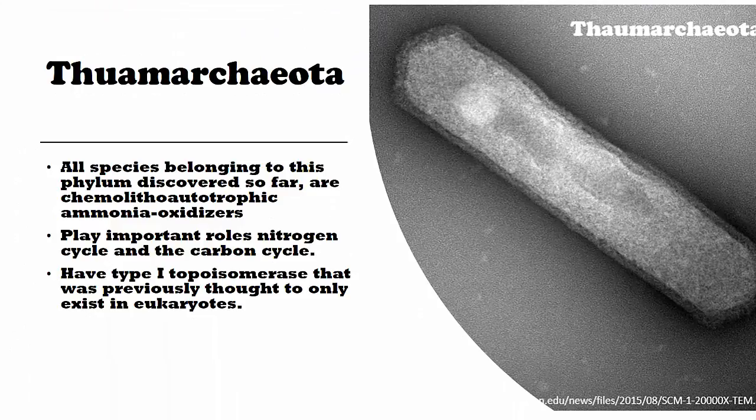All species belonging to this phylum discovered so far are chemolithoautotrophic ammonia oxidizers. They play important roles in the nitrogen cycle and the carbon cycle. They also have type 1 topoisomerase that was previously only thought to exist in eukaryotic cells.